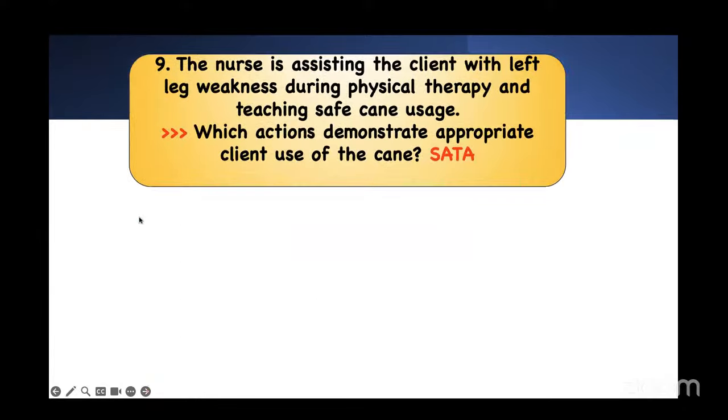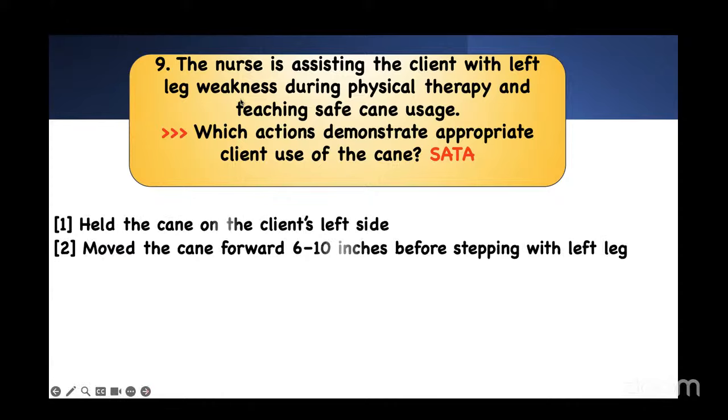So the next is assisting the client with left leg weakness during the physical therapy and teaching safe cane use, right? If the patient is weak, which action demonstrates appropriate client use of the cane? Now we're teaching the patient how to use the cane. The patient has left-sided weakness. Pay attention, left-sided weakness, and we want to teach them how to use the cane. What do you think is the next thing we should do? How do you do that?